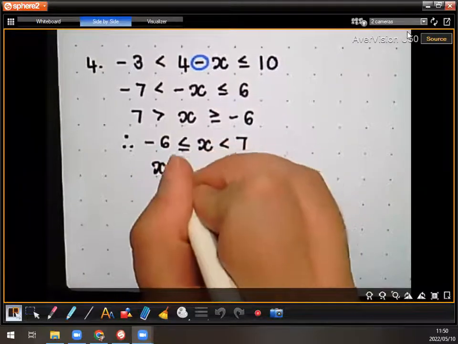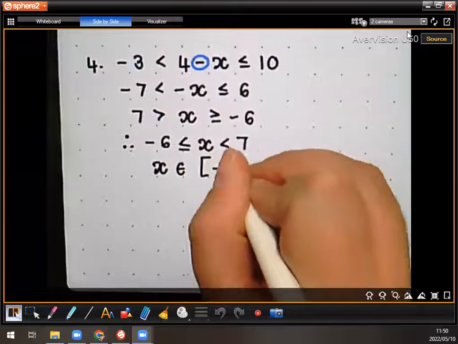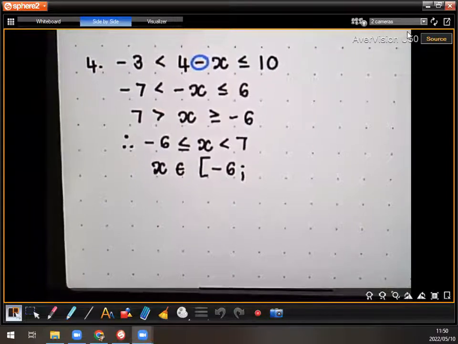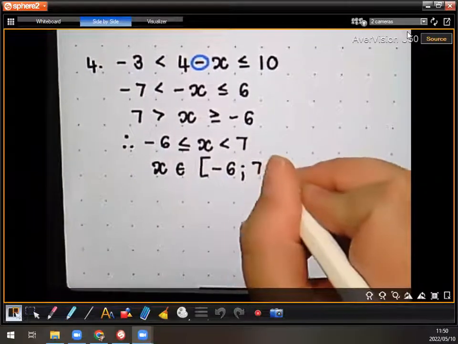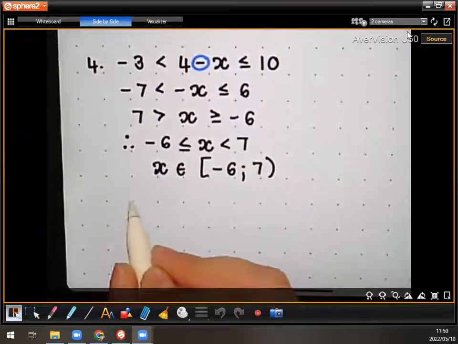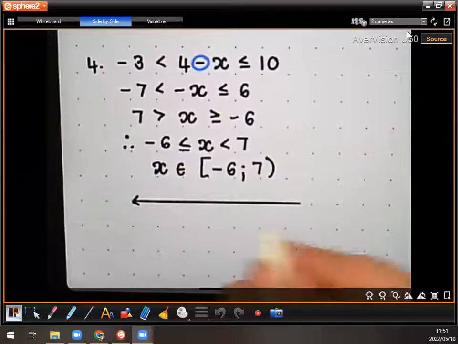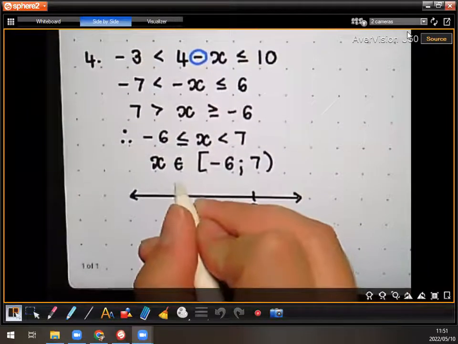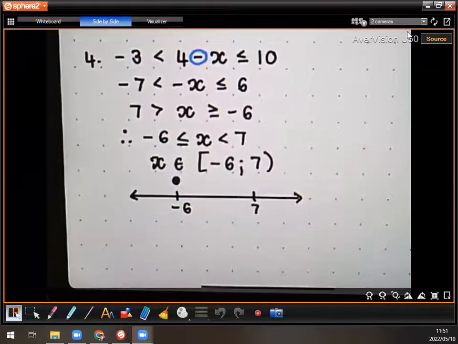Let's write our interval notation. X is an element of square bracket for -6 because it can be equal to -6. So -6 is included in my set of solutions. 7 is going to have a round bracket because 7 is not included in my solution. Okay. Then you have your number line. -6 and 7. -6 is a possible solution. It is included. 7 is not. Yes. There we go. That is the final answer.